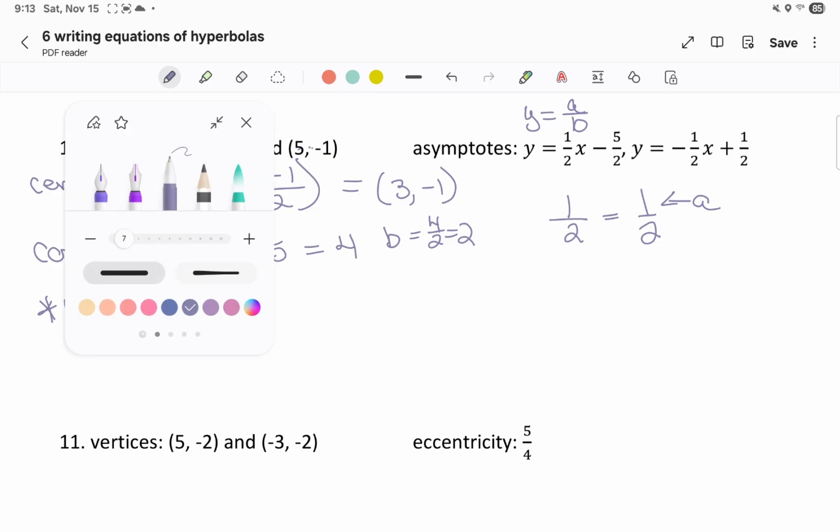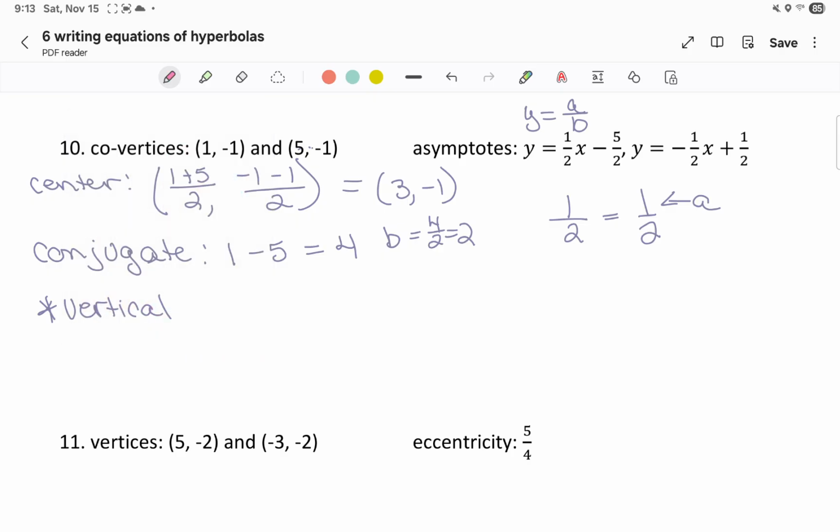This lets us go ahead and make our equation. So since we're vertical, we'll start with y. So y plus 1 squared over a. So it actually won't be over anything. Minus x minus 3 squared over, and our b was 2, so that makes it over 4, and it equals 1.